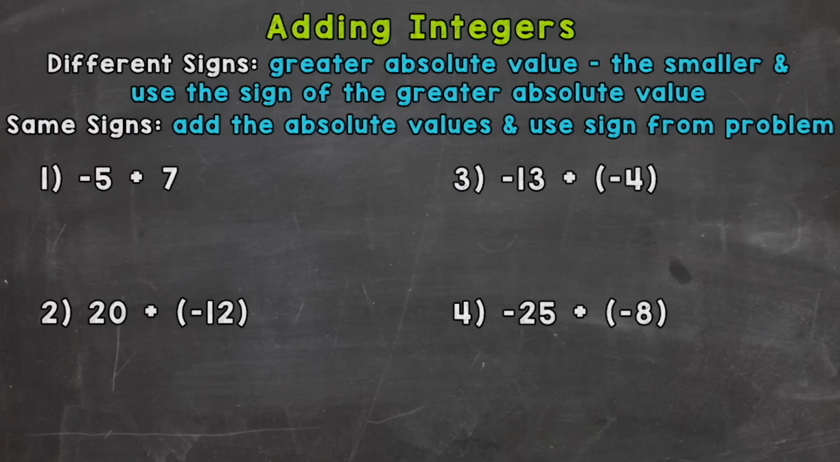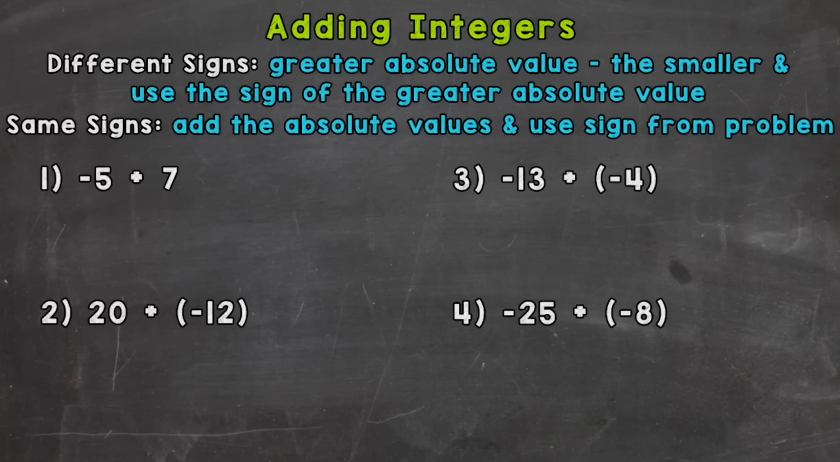As you have seen, in each example we have 2 different signs, negative and positive. So we're gonna use a different strategy to add them. Let's come to example 1, negative 5 plus positive 7. Here we have 2 signs, which are negative 5 and positive 7.